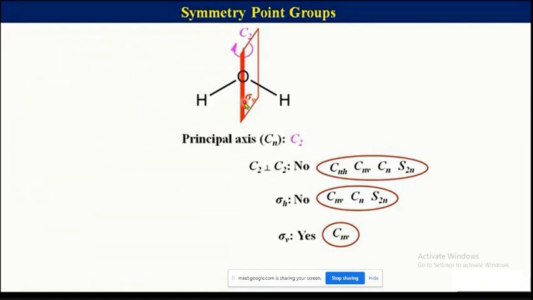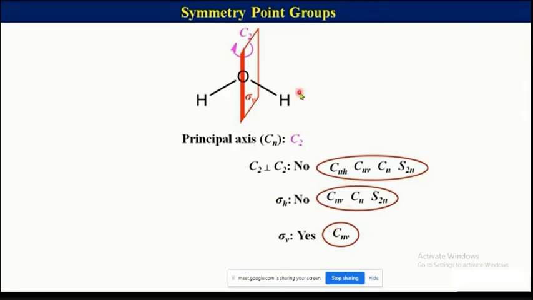Okay, now the third thing is that you need to find out whether the C2 is perpendicular to the rest of the axes of rotation or not. First of all, only one axis is present, that is C2. So that possibility is removed. Now which point groups can be present in the given molecule? It can be Cnh, Cnv, Cn, S2n. You see, I have mentioned here.